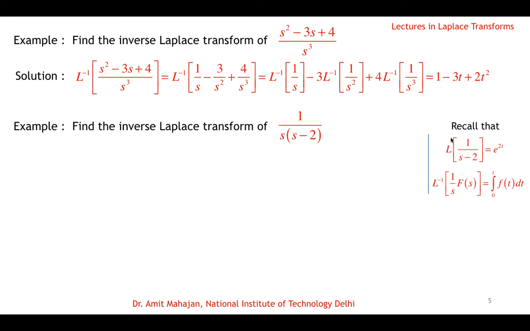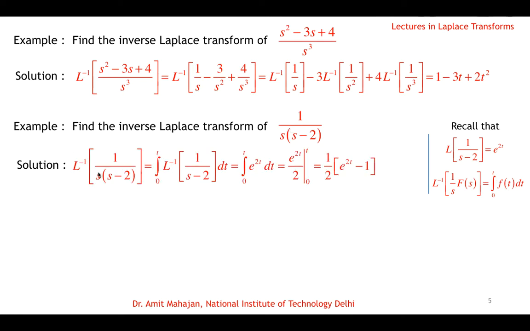Recall that this is the Laplace inverse. The Laplace inverse of 1 over s minus 2 is e power 2t, and then division by s means integral. So the Laplace inverse of this function, division by s, means the integral from 0 to t of the Laplace inverse of the rest of the function, which is 1 by s minus 2, and its Laplace inverse is e power 2t. So the integral from 0 to t of e power 2t dt, and its integral is known: exponential divided by the derivative of the exponent, which is 2. Put the limits, upper limit minus lower limit, so we have the result.